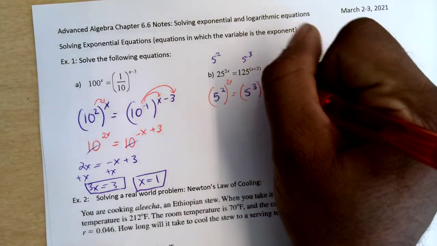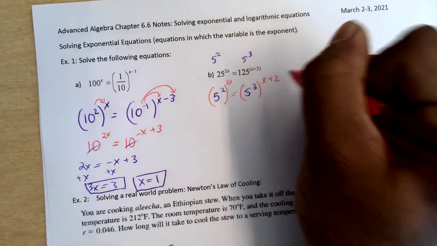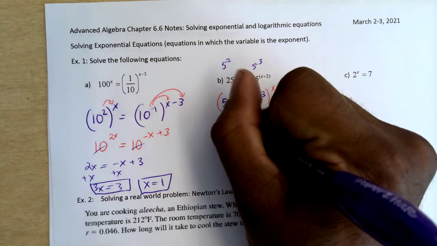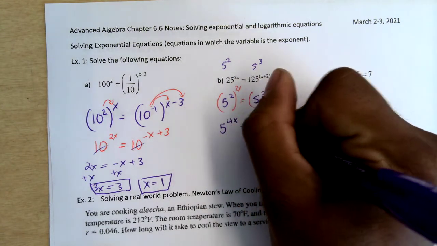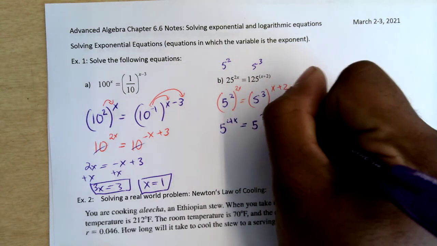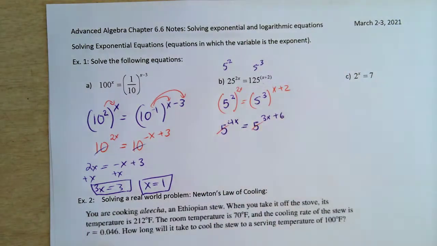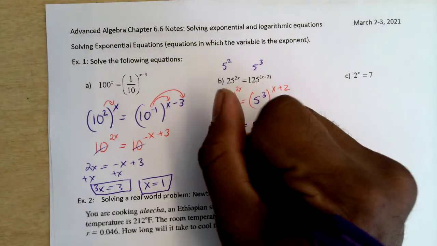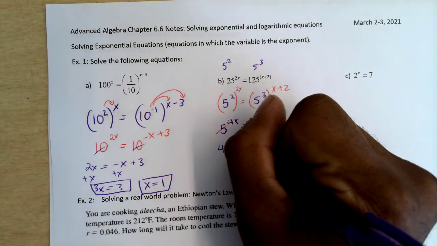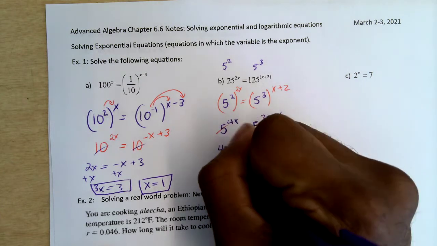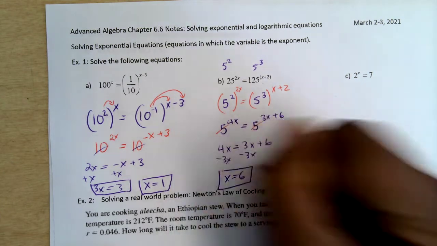Now we can do this so that they have the same bases. We can distribute their exponents. So 5 to the 4x equals 5 to the 3x plus 6. And essentially, for lack of a better term, we're going to cancel out the bases here. That gives us something that looks like this, and we can solve x equals 6. And this time I'll box the correct answer.